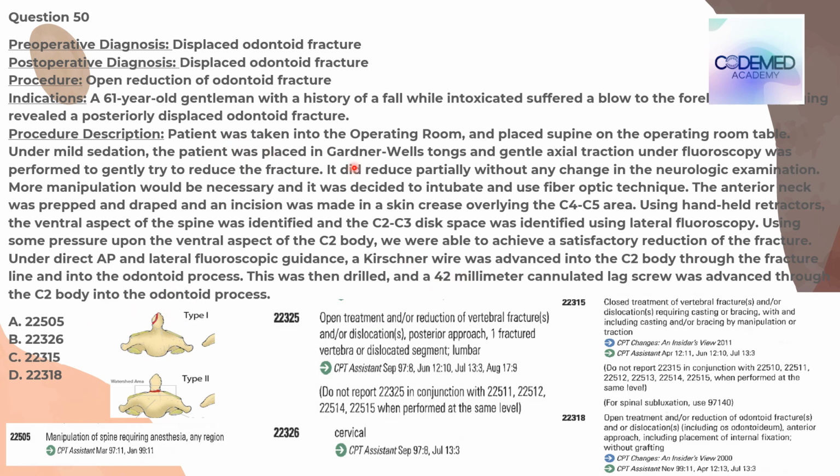Now the patient was taken into the operating room and placed in the supine position on the operating room table. So here you will get a lot of clues which will give you some idea of how this fracture has been reduced. We already know that it is an open reduction, but we need to check. This is an important word: the anterior neck was prepped and draped and the incision was made in the skin crease overlying the C4-C5 area.